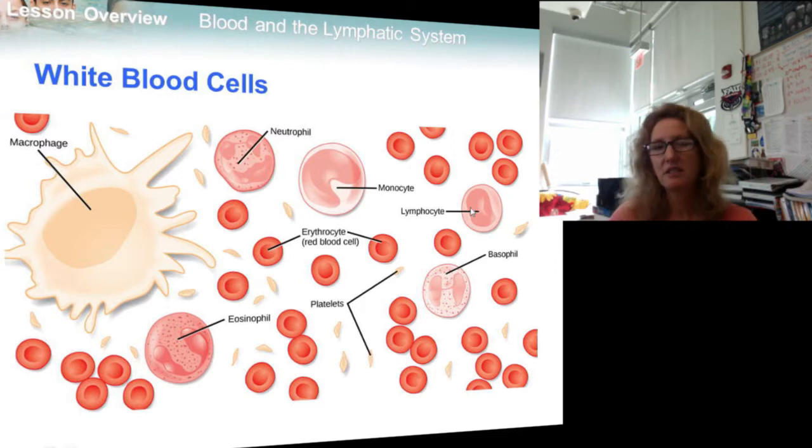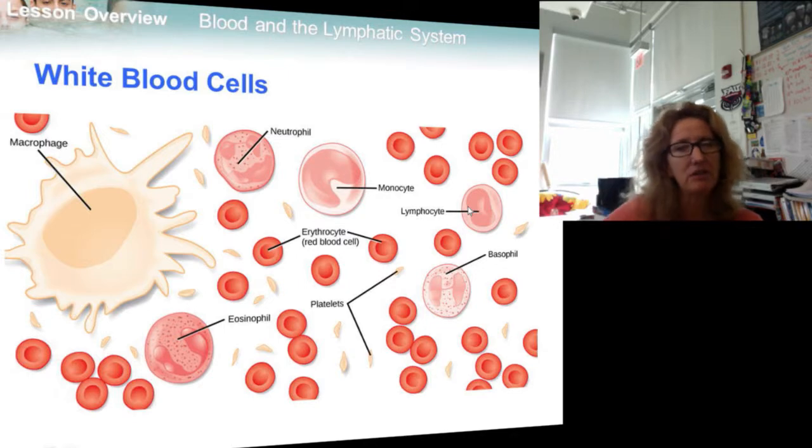In a healthy person, the white blood cells are outnumbered by the red blood cells by almost 1,000 to 1. So if you have a raised white blood count, that probably means you have an infection, because normally 1,000 to 1 is the ratio you're looking for.